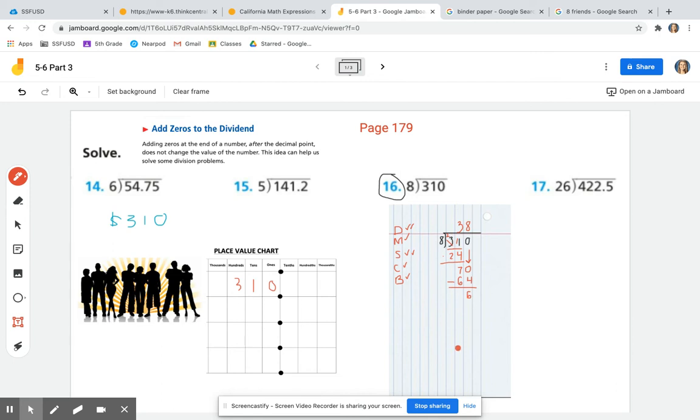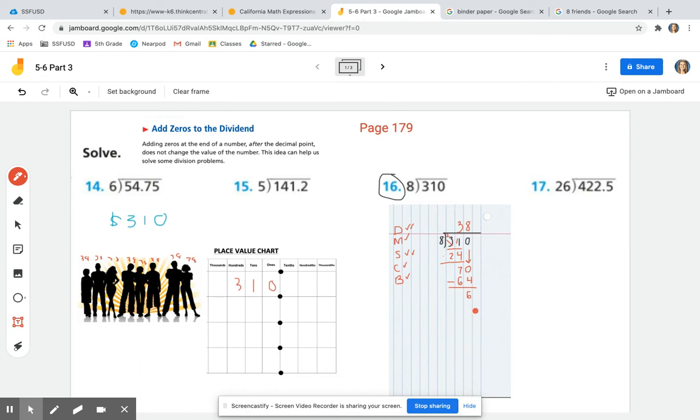And now we have 38 in our quotient. So far we have that each person is going to get $38. You get $38. You get $38. You get $38. Great job for your hard work with your bake sale. So $38 for each of them.